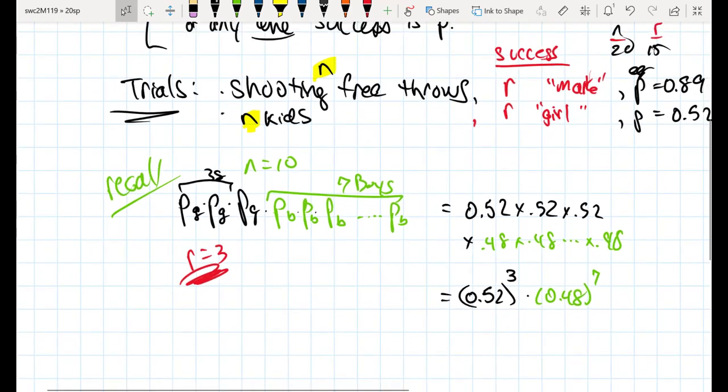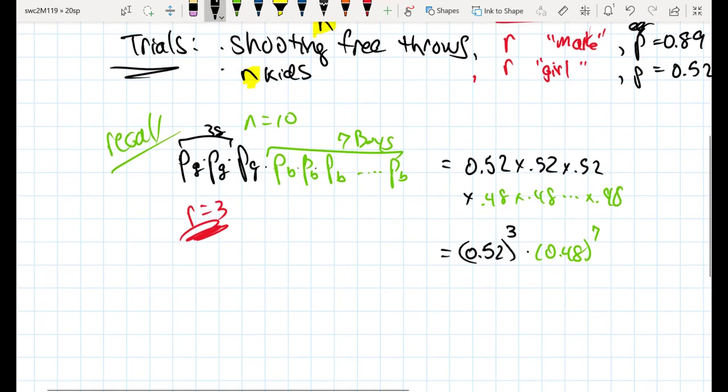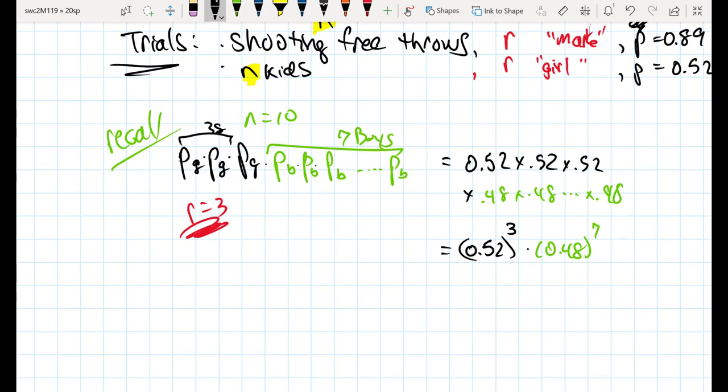So how many ways can we have 10 kids where 3 of those are girls, and order doesn't matter? Right? How many ways can we do that? Let me generalize this formula that we've just seen once again. You might want to look at the earlier notes to remind yourself of this, but it looked like this.